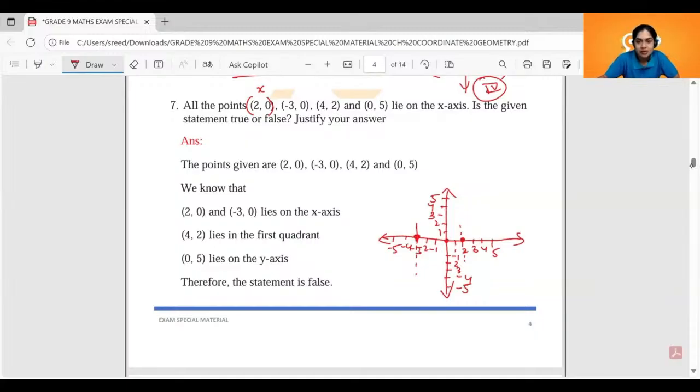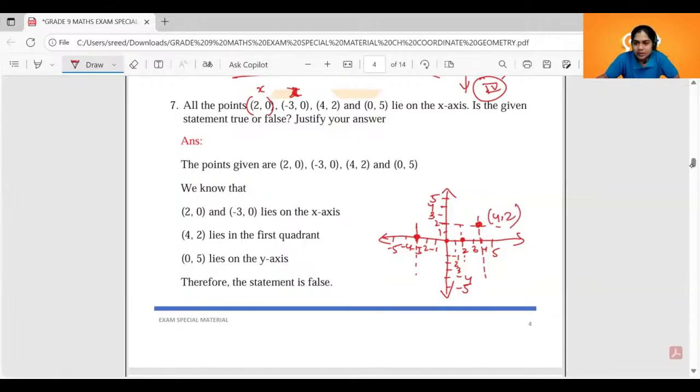So this is also on the x-axis, right? And (4, 2). I'm drawing a perpendicular on the x coordinate 4, and the y coordinate is positive 2. So this is the third point, right? Which is that point (4, 2), right?